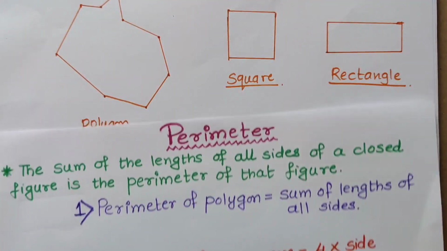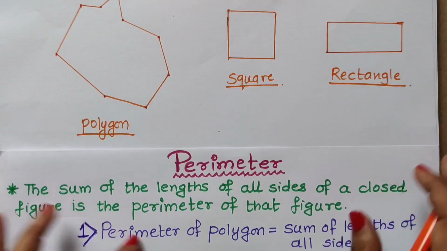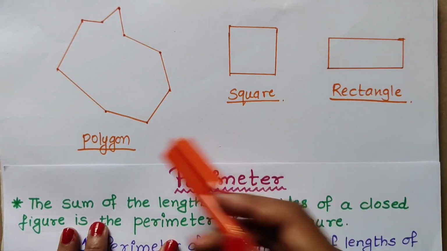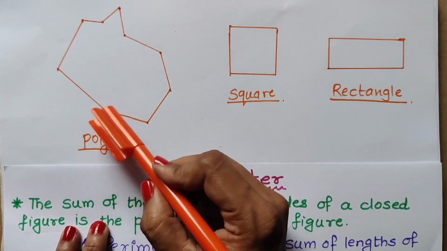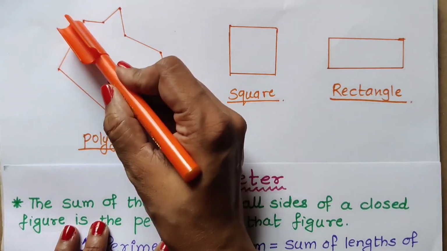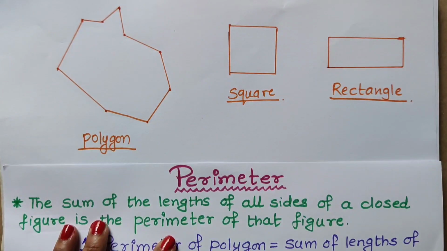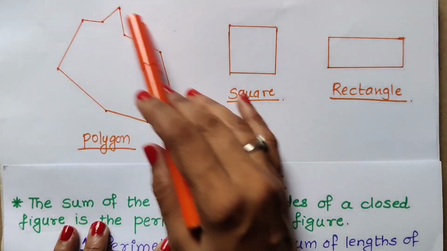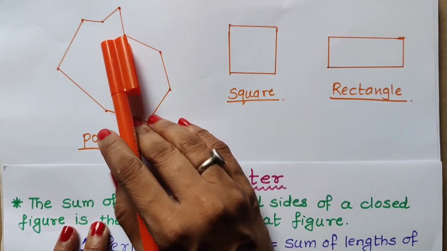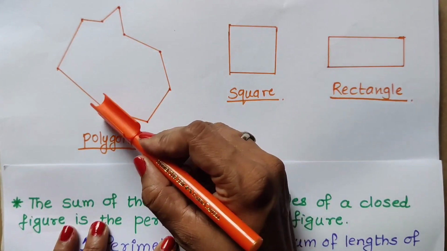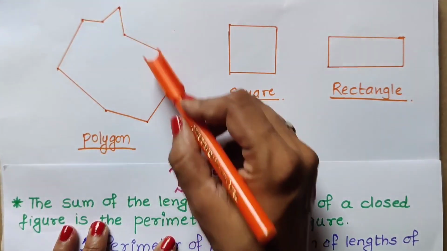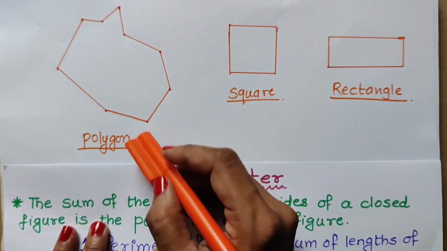As you can see, here I have drawn 3 figures. First is a polygon. We can count the sides: 1, 2, 3, 4, 5, 6, 7, 8, 9. 9 sides are there. So if we want to find the perimeter of this polygon, what do we have to do? We have to measure the length of each side and then add them. For example, the length of this side.